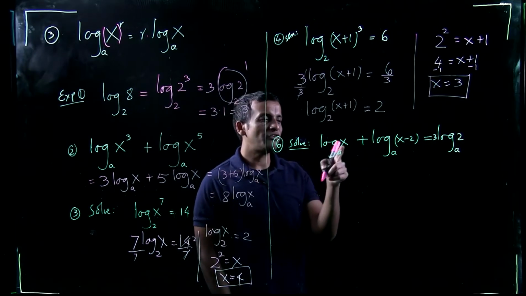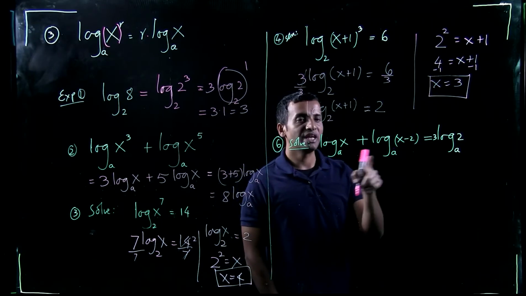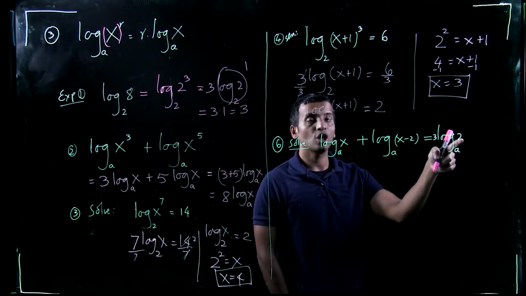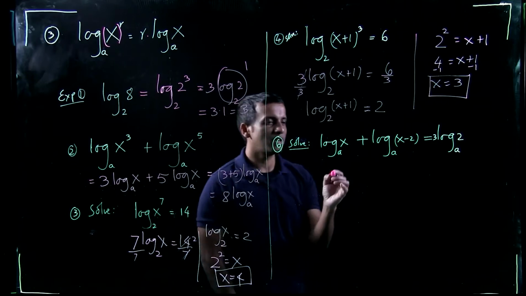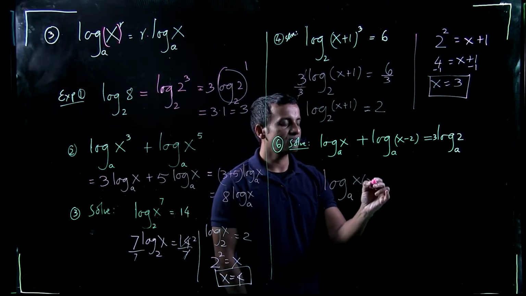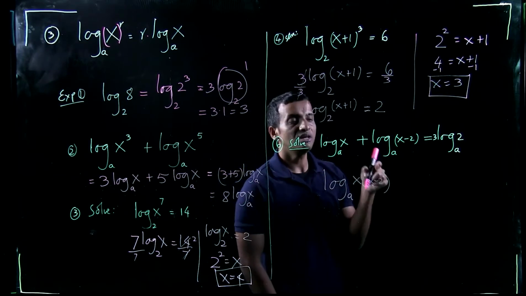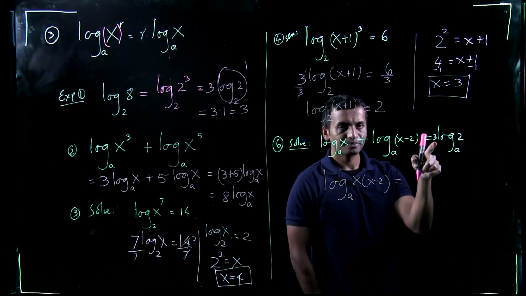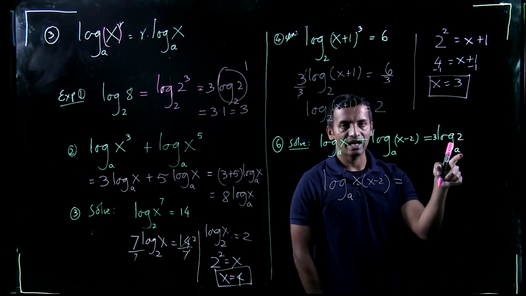You have log base a of x plus log base a of (x minus 2). They have the same base, and this equals 3 times log base a of 2. So you can combine these two logs. How do you combine that? You write log base a of x times (x minus 2), you multiply. When you add logs, you multiply those quantities, right? Equals 3 log base a of 2.